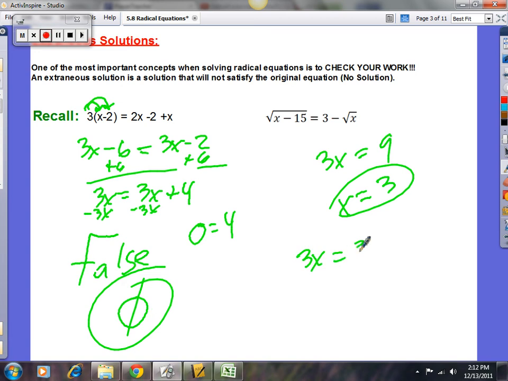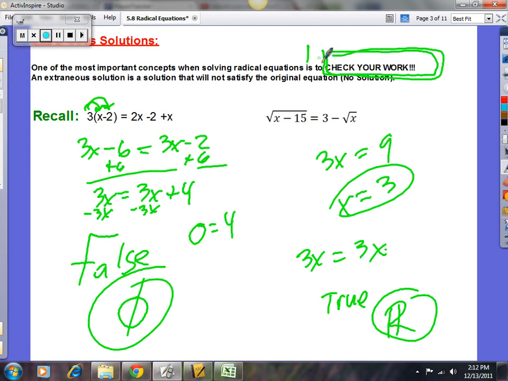What if you get 3x equals 3x? That is true. And what do we put if it's true? All real numbers. Any number in the real number set will work. So either only one number works, no numbers work, or every number works. This one is false. That's a false statement. No solution. This one right here, you can plug in anything. If I plug in 10, it's going to be 30 equals 30. True. If I plug in 100, 300 equals 300. True. So, box this right here. Put stars by it. Draw your attention to this paragraph.